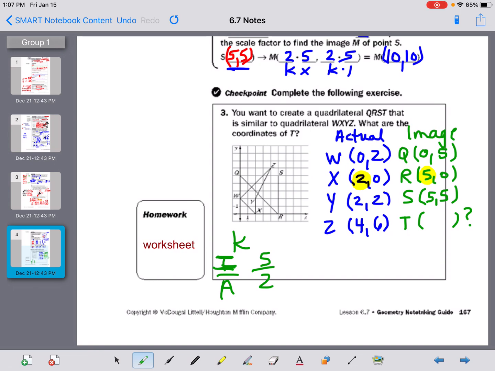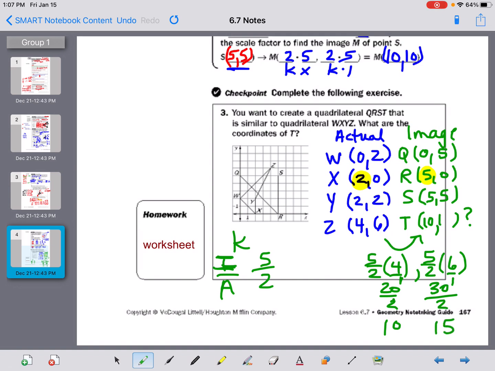So to find my T, I'm going to need to take 5 over 2 times my 4, and I'm going to need to take 5 over 2 times my 6, okay? I'm going to put these over 1, because anytime you have a whole number, put it over 1. So I get 20 on top, 2 on the bottom, which goes to 10. On this second one, I get 30 on top. 5 times 6 is 30. 2 times 1 is 2. Divide, I get 15. So my new point is 10, 15.